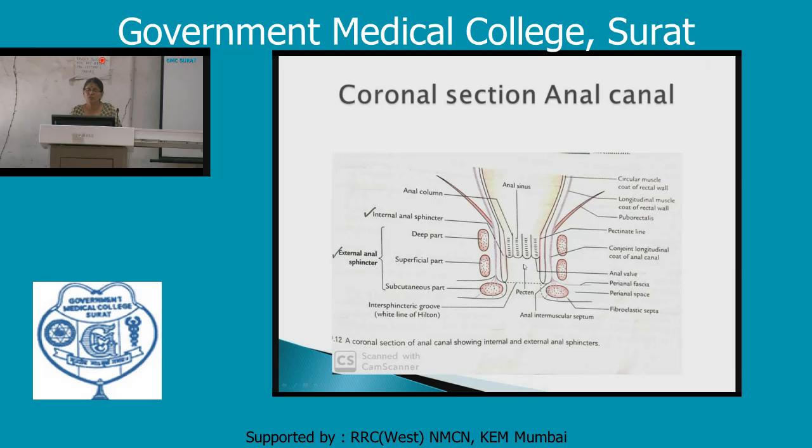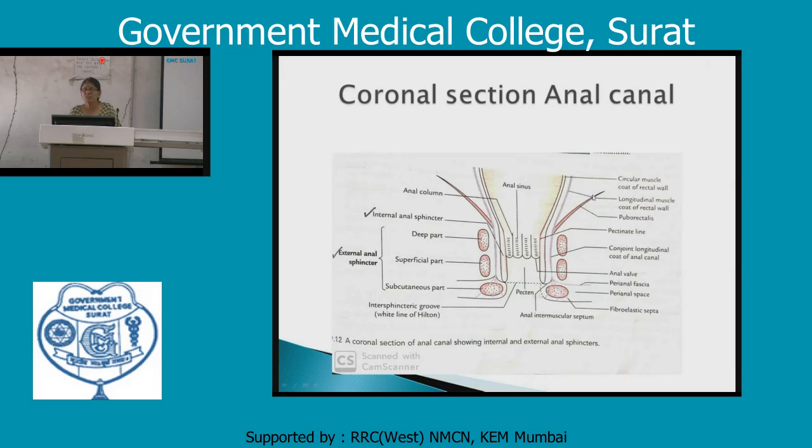Similarly, above the pectinate line, the mucosa is supplied by autonomic, sympathetic, parasympathetic nerves, not sensitive to pain and temperature, but sensitive to distension, spasm, etc. And below the pectinate line, the mucosa is supplied by the inferior rectal nerve, and it is sensitive to pain and temperature. So can you identify all the structures?